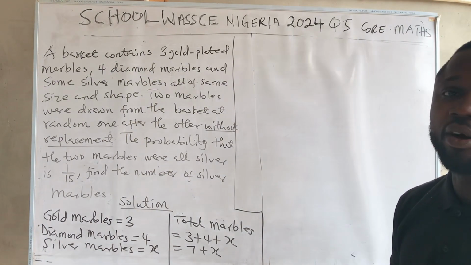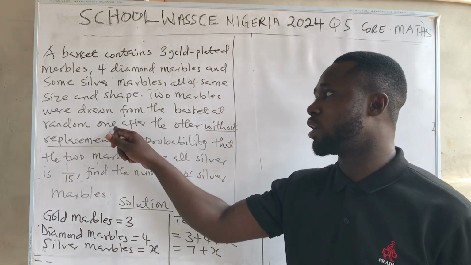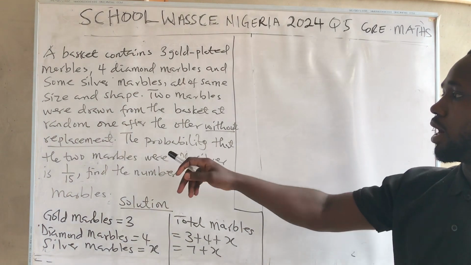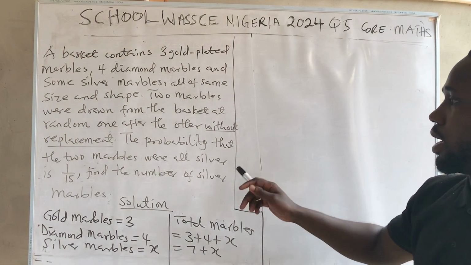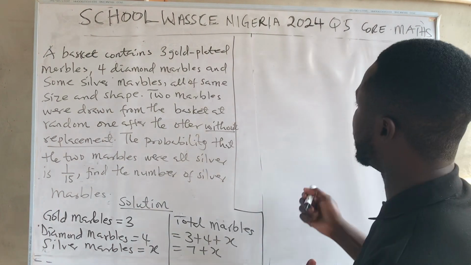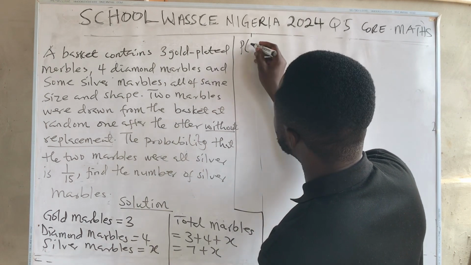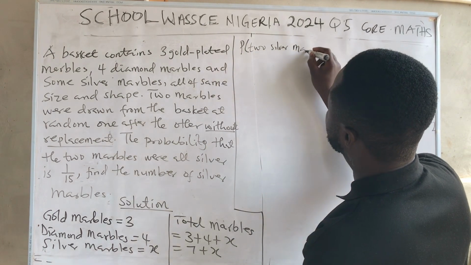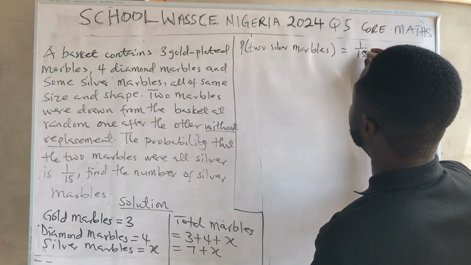Alright. And the question says that 2 marbles were drawn from the basket at random, one after the other, without replacement. So we draw 2 marbles, okay? And the probability that the 2 marbles were all silver is 1/15. So the probability of 2 silver marbles is going to be 1 out of 15.